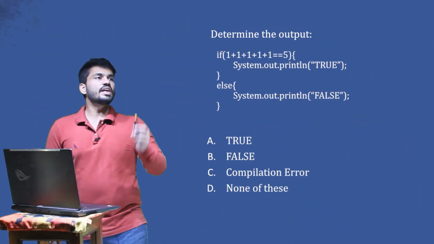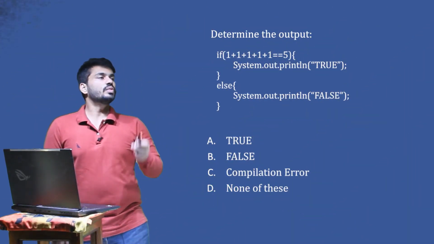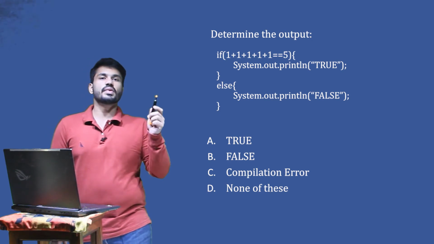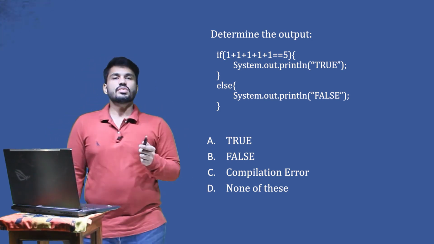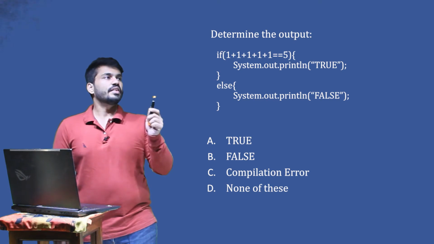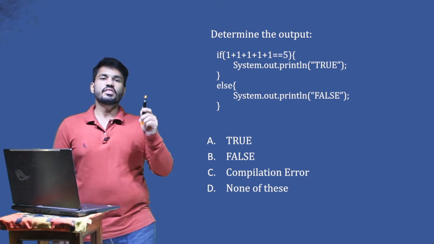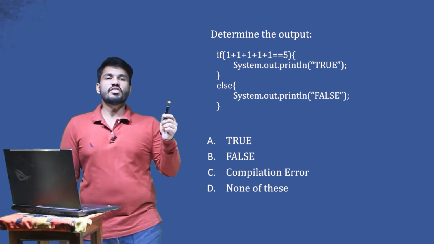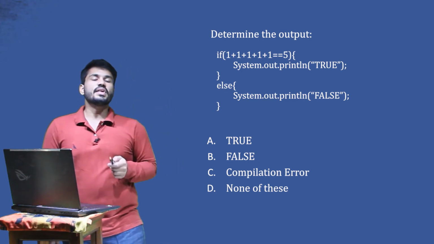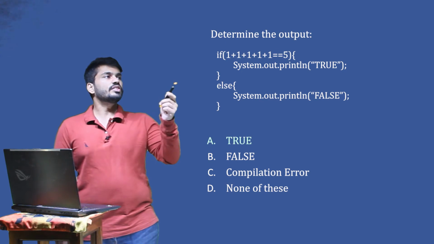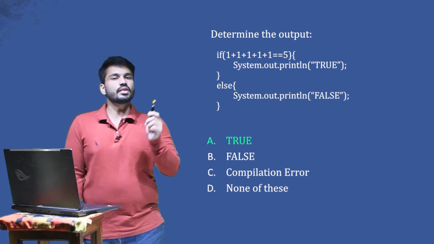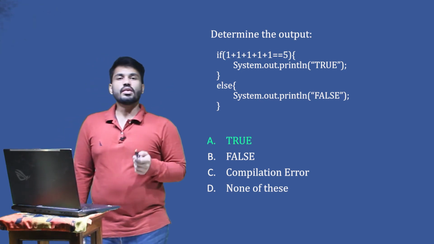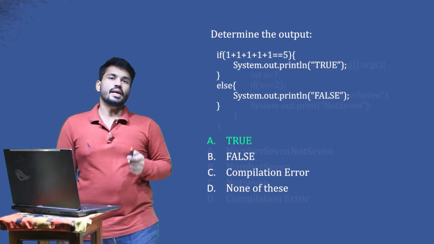In the next question, we have an if statement with the condition 1 plus 1 plus 1 plus 1 plus 1 equal to 5. So if we add all the ones, we get a 5 and the statement becomes 5 equal to 5. This is true, so we'll enter the if block and true will be printed on screen. Now that we have executed the if block, the else block will get ignored and the code will terminate. So the answer will be A.